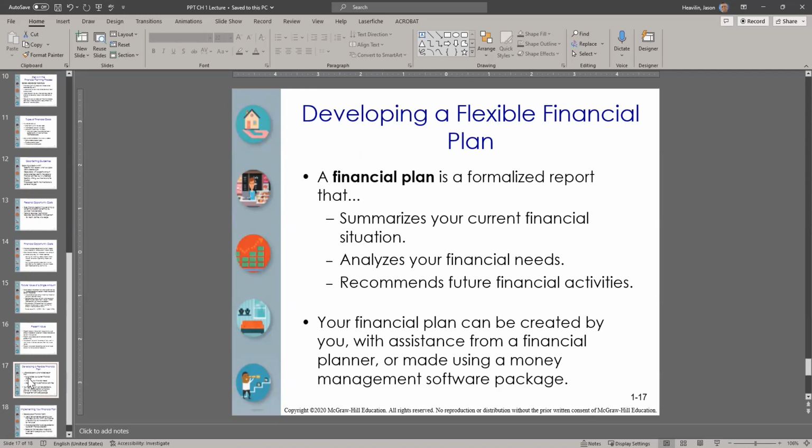Developing a flexible financial plan. I mentioned this earlier. You want to have a plan and set it up and stick with it the best you can. But understand that nothing in life goes perfectly as planned. You have to allow flexibility. Emergencies come up. Those risks that we talked about, personal health risk and income risk, if those things change, you're just going to have to adapt and be flexible to it.